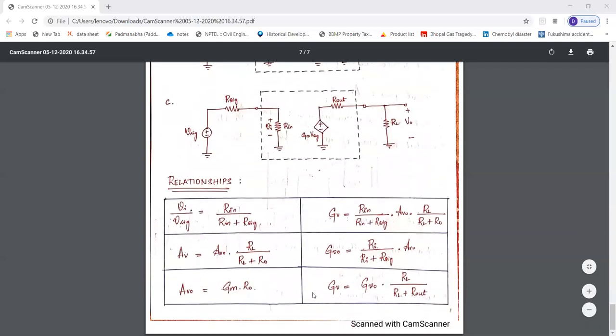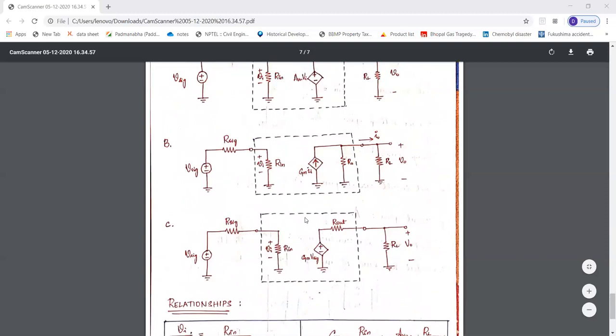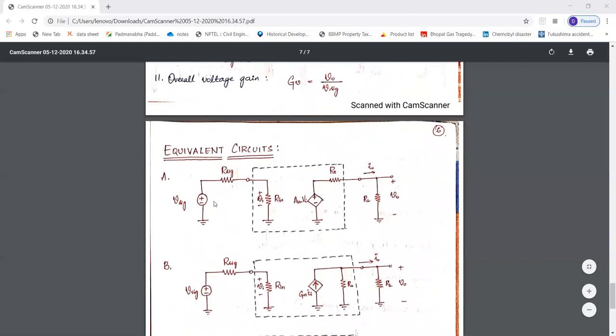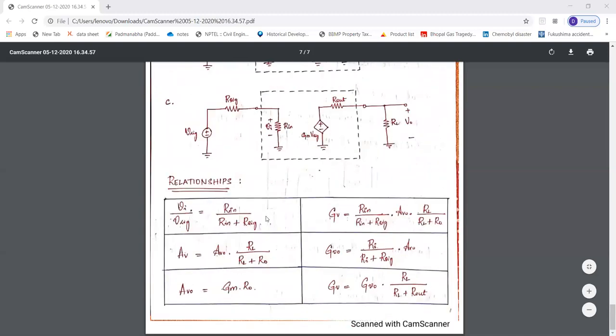And these are all the relationships between various parameters, that is overall voltage gain, and so on. Just go through. VI by VSIG is equal to Rin by Rin plus RSIG. See here, VI by VSIG is equal to Rin by Rin plus RSIG. Just apply the voltage divider rule. We'll get this formula.